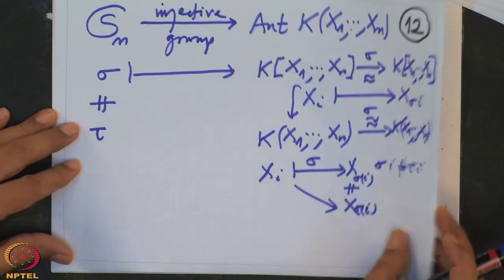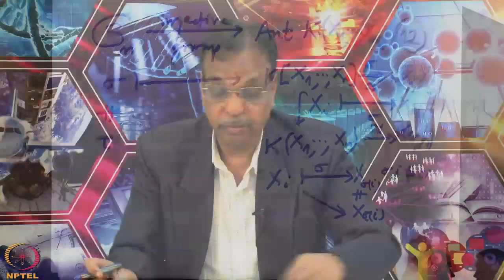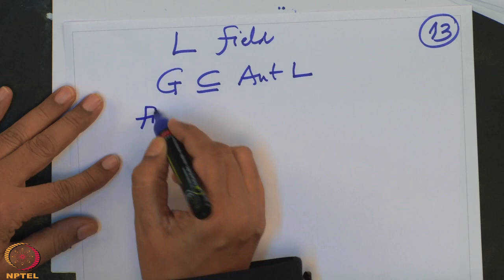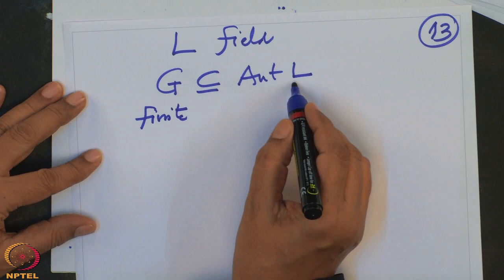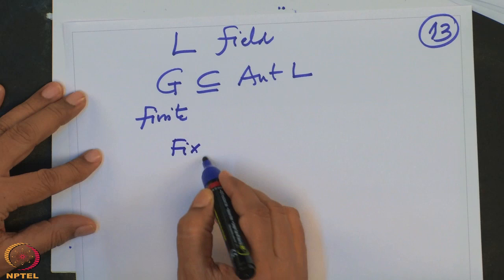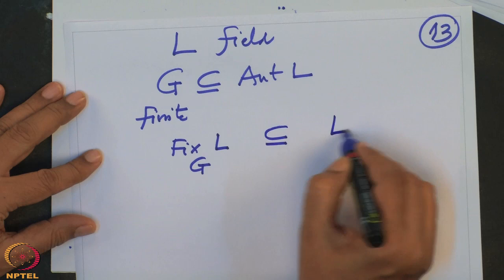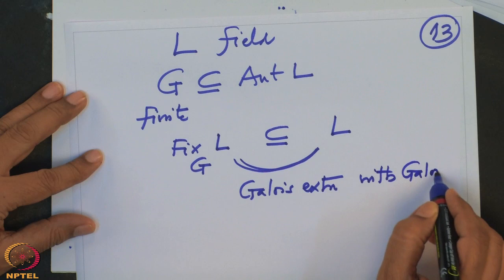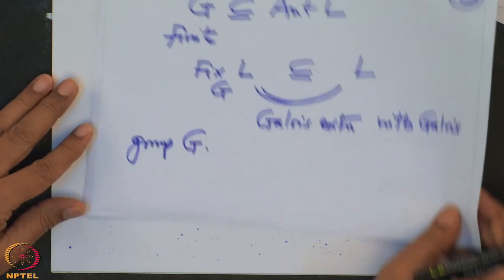I want to remind you that we have proved earlier that whenever we have a field L, any field, and if I take a finite subgroup G of the automorphism group of L, then the fixed field of the G operation on L is a subfield of L, and this extension is a Galois extension with Galois group G.